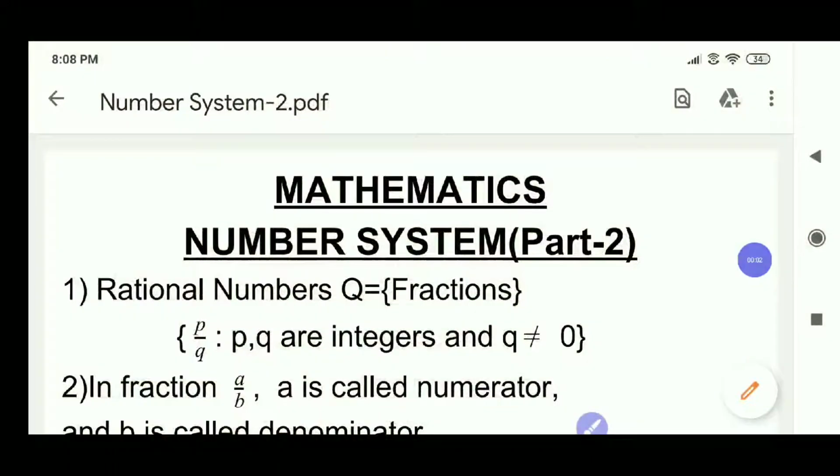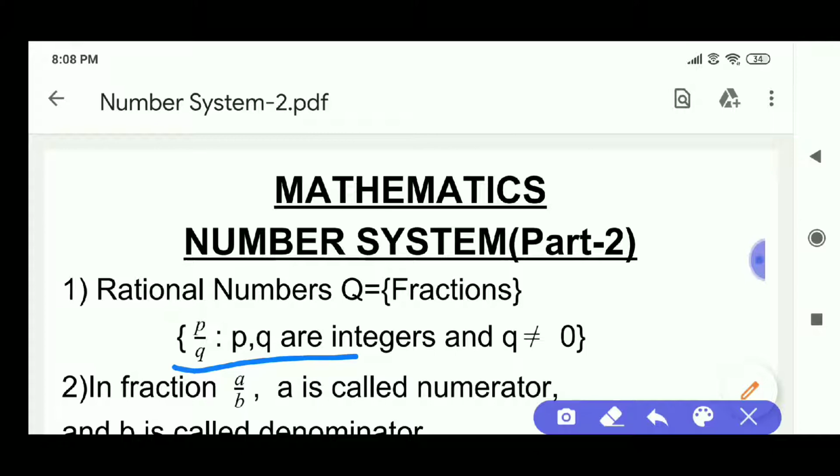Good morning, children. In our previous video, that is in Number System Part 1, we covered from natural number system to definition of rational numbers. In this video, we are going deep into the rational number system. Let us recall the definition of rational number system.